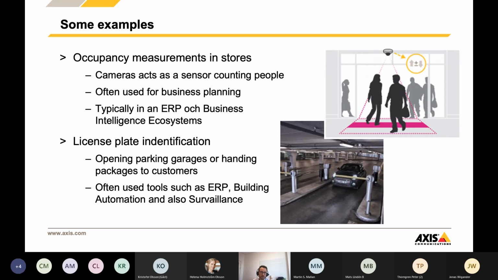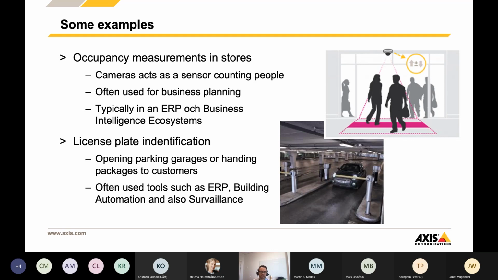How many visitors do you have during certain hours, or do you have too many visitors? That's a very Corona-driven use case, but that is not used typically within the same applications which we have in our ecosystem. It's typically used within some kind of ERP system and business intelligence system, and we don't have those kinds of partners in our ecosystem.